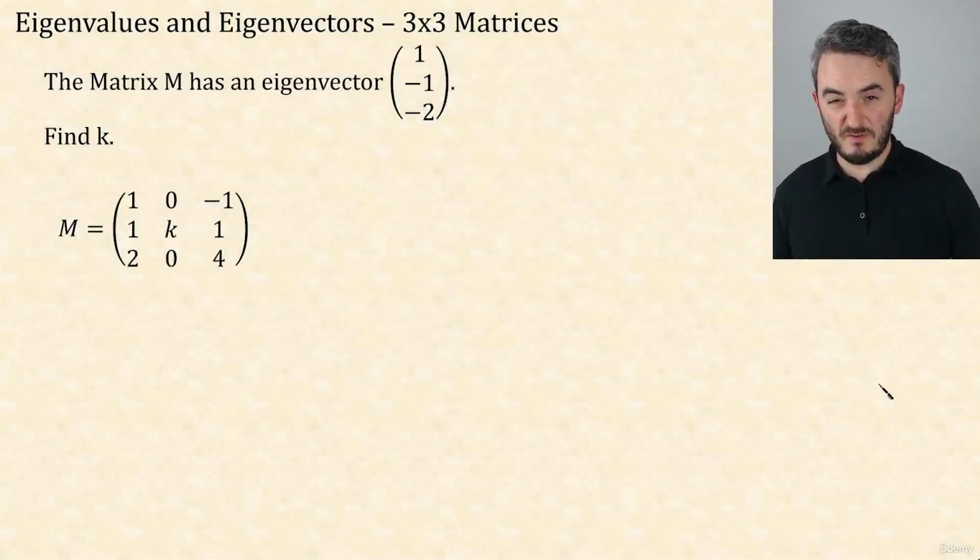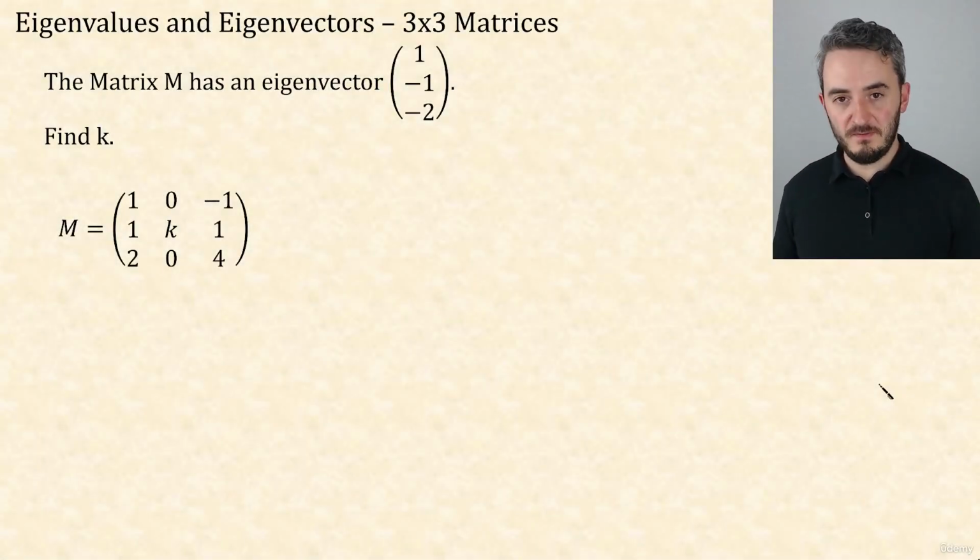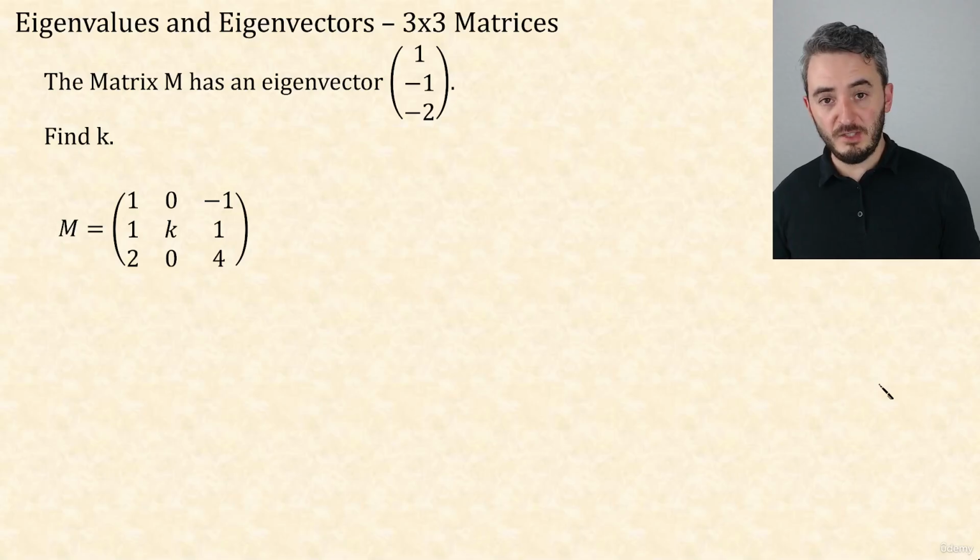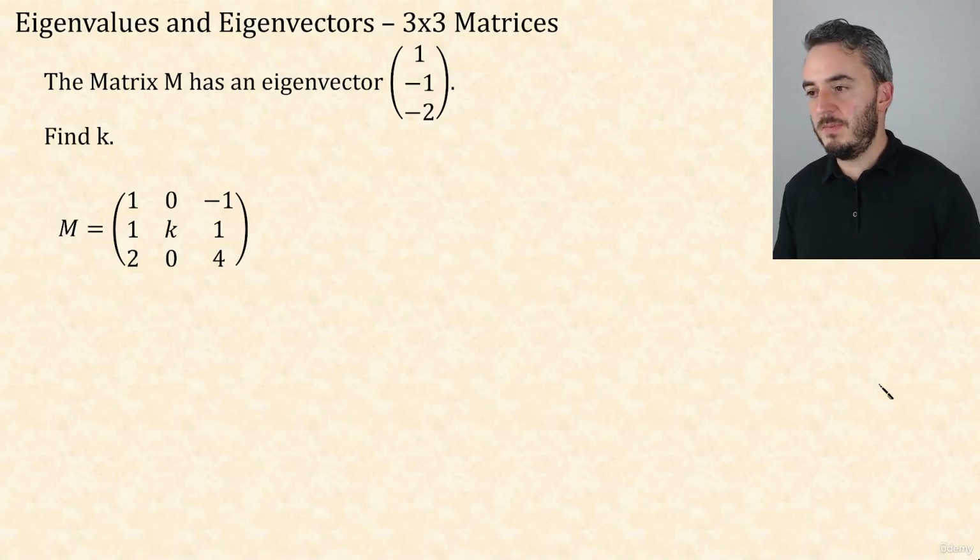In the last video, we looked at the full process for finding eigenvalues and eigenvectors for a 3x3 matrix. A much more common question is one like this, where you're given enough information to get going with a question. So take a look at this. The matrix M has eigenvector (1, -1, -2). Here's M, but it's got that k in it.